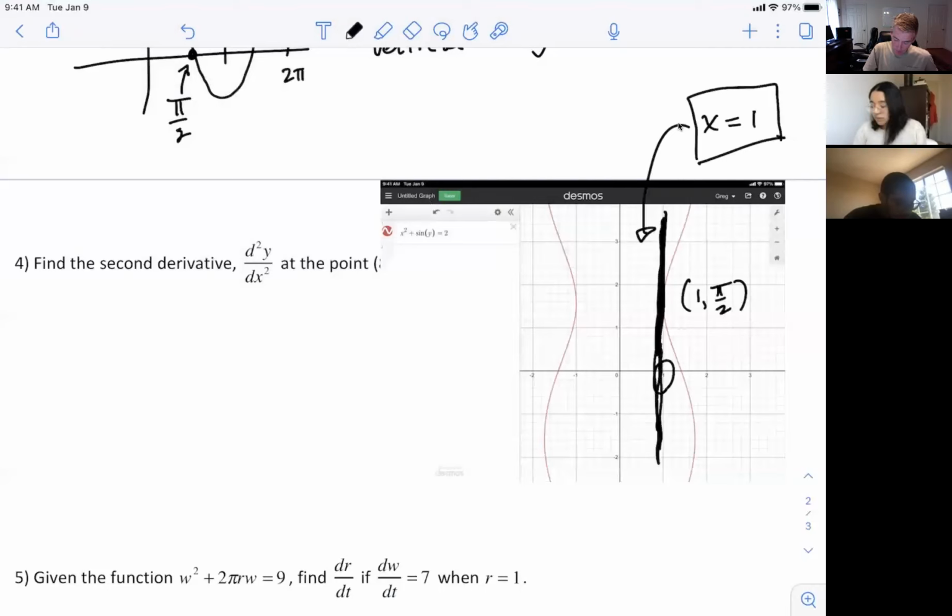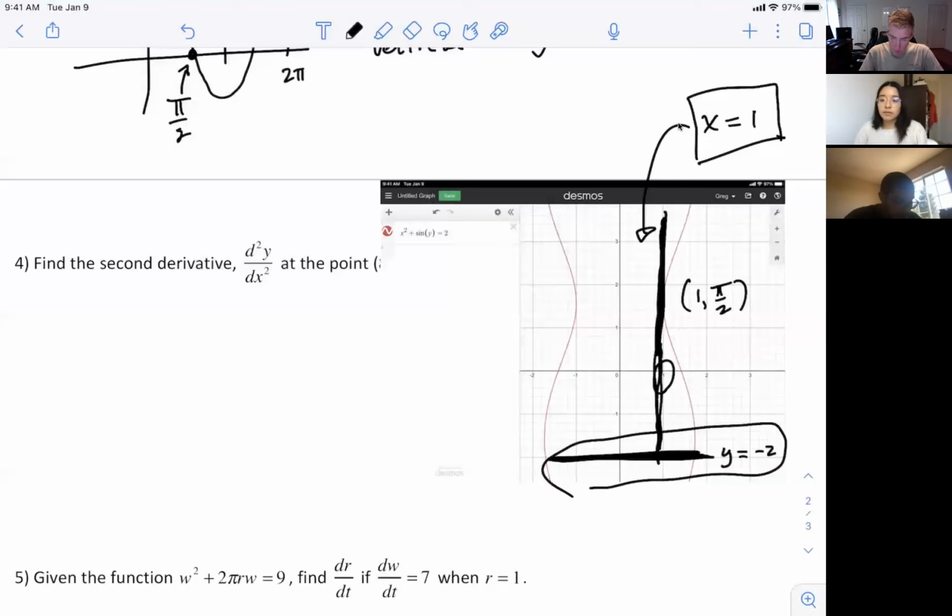And if, for some reason, it was a horizontal line like this line right here, then that would be y equals -2. That's not a tangent line, but for a vertical line, it's always going to be just x equals a number. And for a horizontal line, it's always going to be just y equals a number.